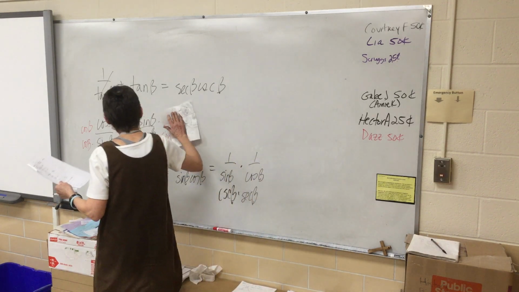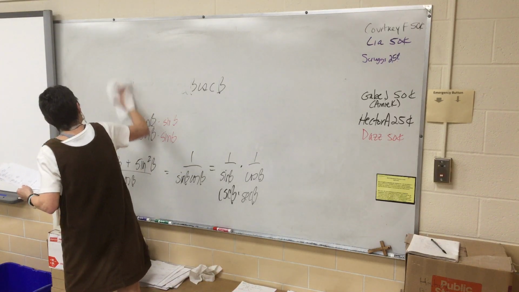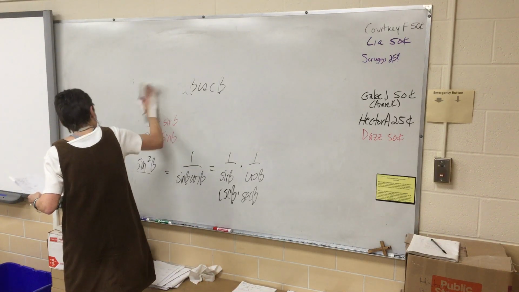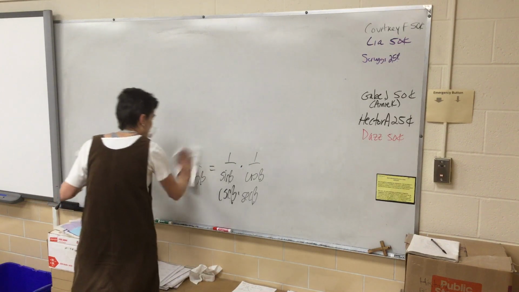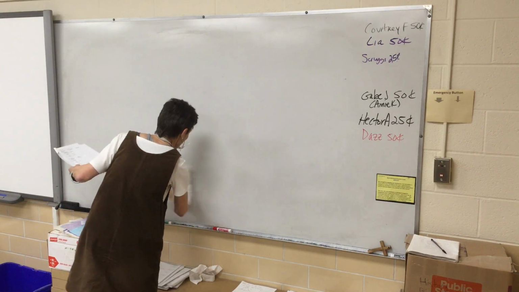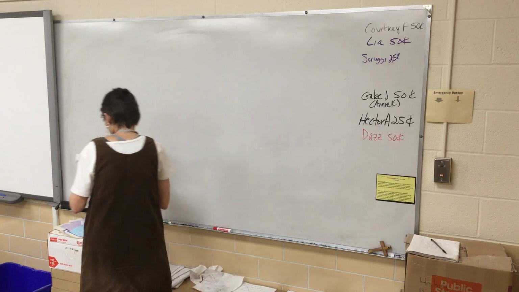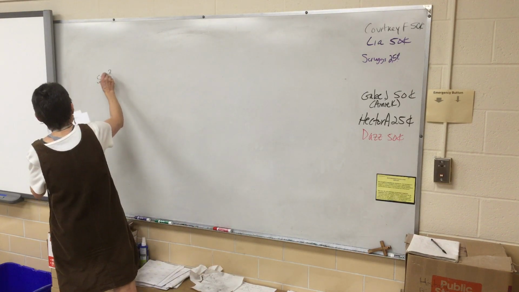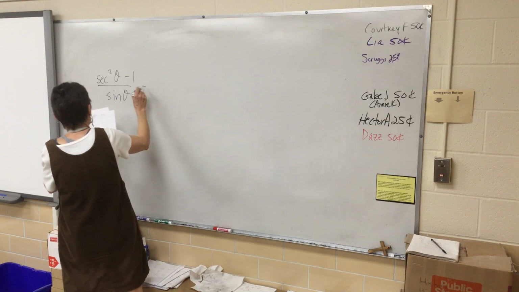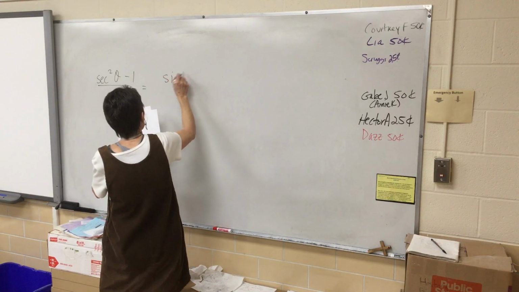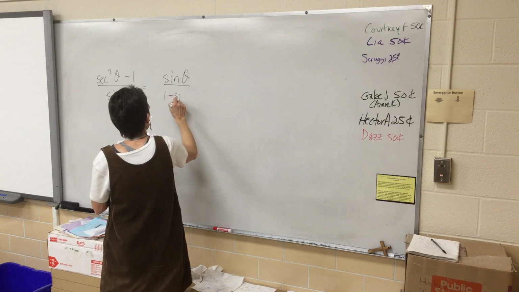Now, number 2 doesn't have anything to do, at least in the beginning, with getting a common denominator, does it? No, number 2 is one big giant fraction. Well, it's not so giant, but it's secant squared minus 1 over sine. And I want that to equal sine over 1 minus sine squared.